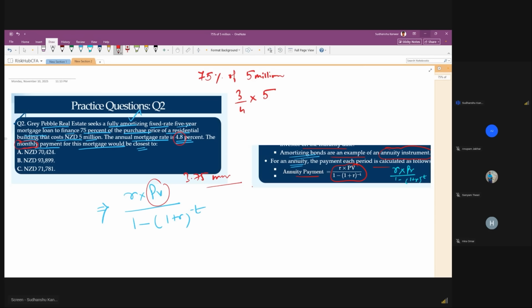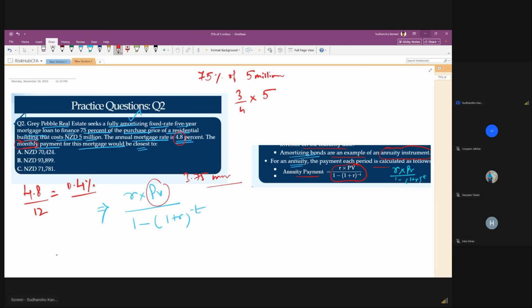The rate is given annual, but we are trying to find monthly, right? So convert the rate into monthly, which is 4.8 divided by 12, which makes it 0.4%, right? So R is also found.